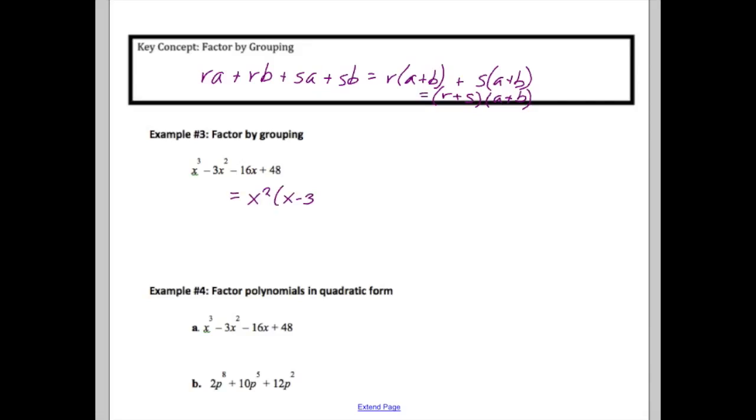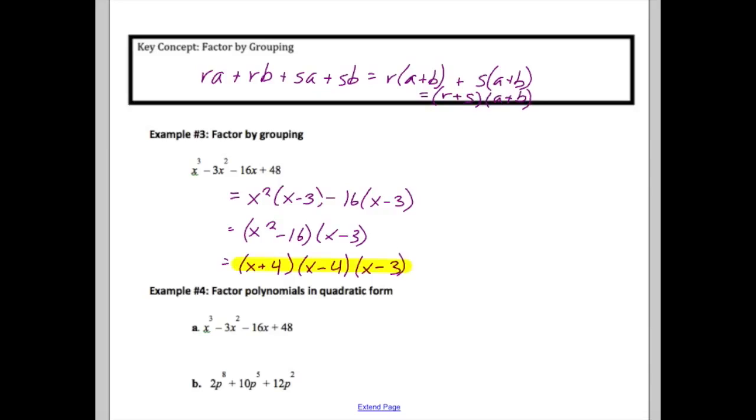Example 3 has us practicing that factoring by grouping pattern. And so in part A, we have x cubed minus 3x squared minus 16x plus 48. We can see that we can pull out the x squared and the 16 so that we have x squared times x minus 3 minus 16 times x minus 3. Use the distributive property and the difference of two squares pattern to get us to x plus 4 times x minus 4 times x minus 3.